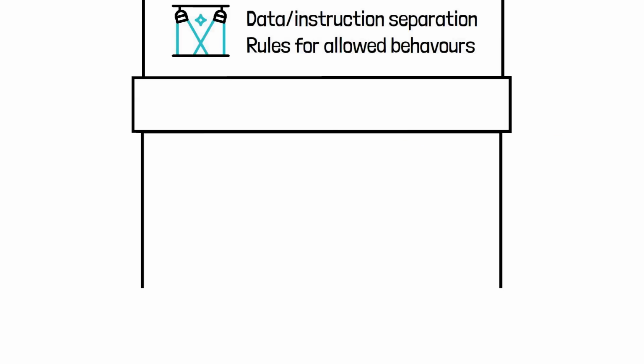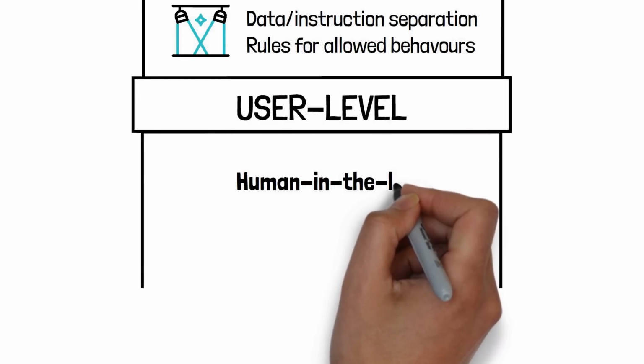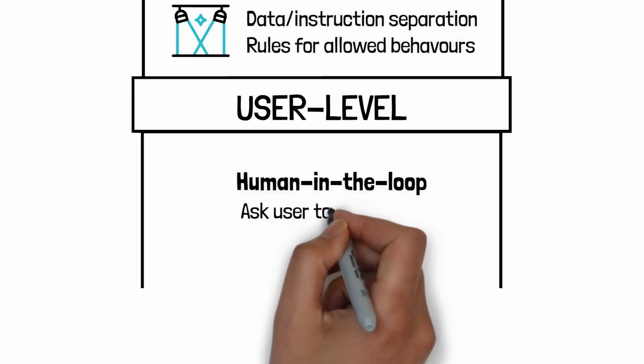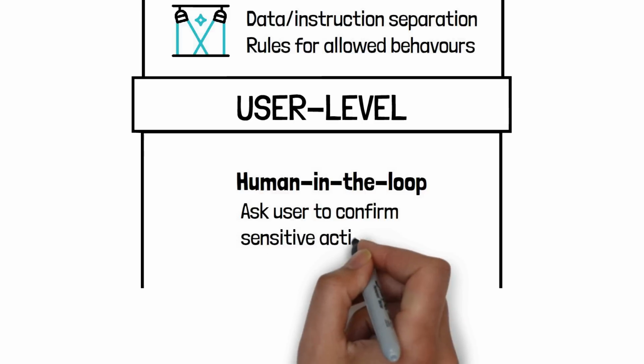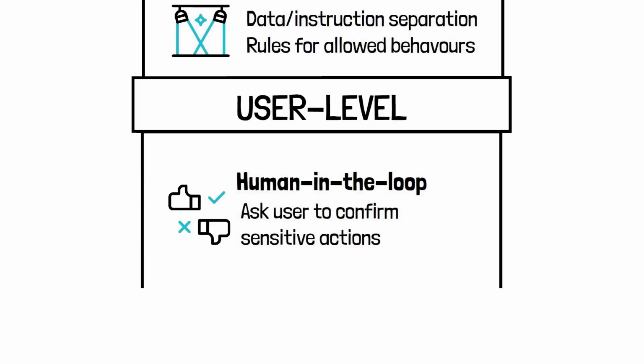Then we have user-level defenses, which involve human-in-the-loop checks, typically asking users to confirm actions before they are executed. This can help prevent unauthorized behavior, but comes with trade-offs.